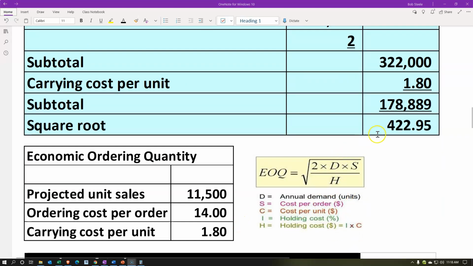So what does that mean? It means we're going to order about 422, or 423, units every time we order if we want to balance between these two costs.